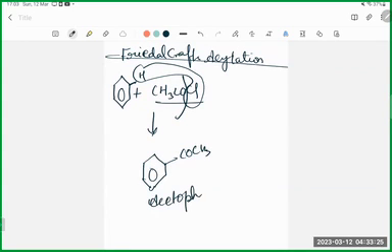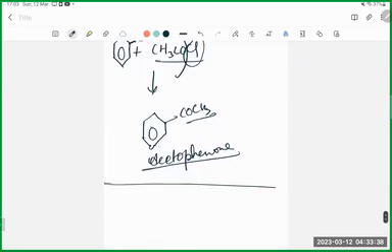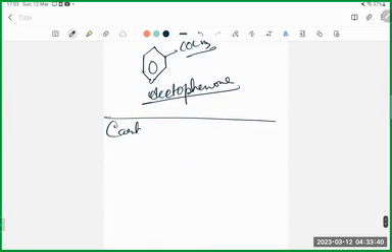Acetophenone. COCH3 with benzene is called acetophenone. This is Friedel-Crafts acylation reaction, right? Yes, ma'am. Next, carboxylic acid preparation.